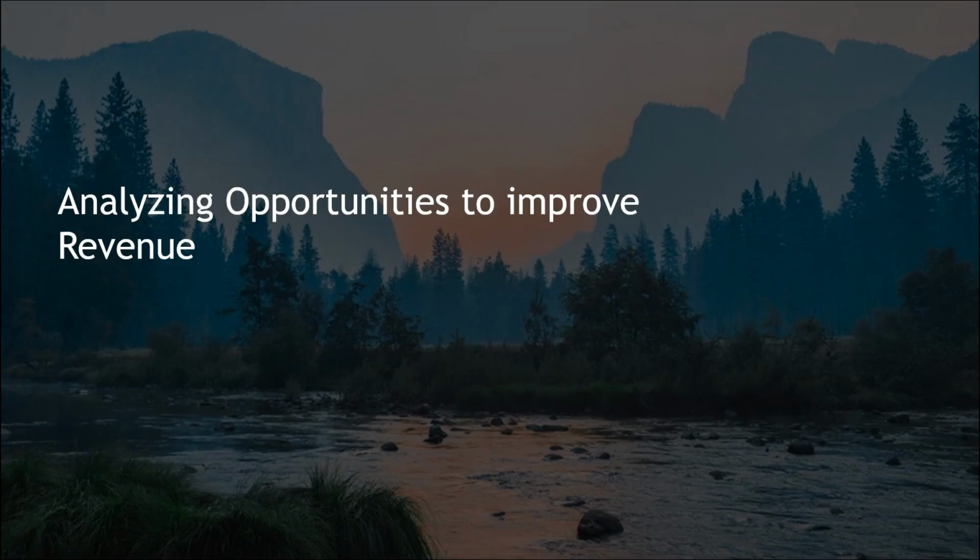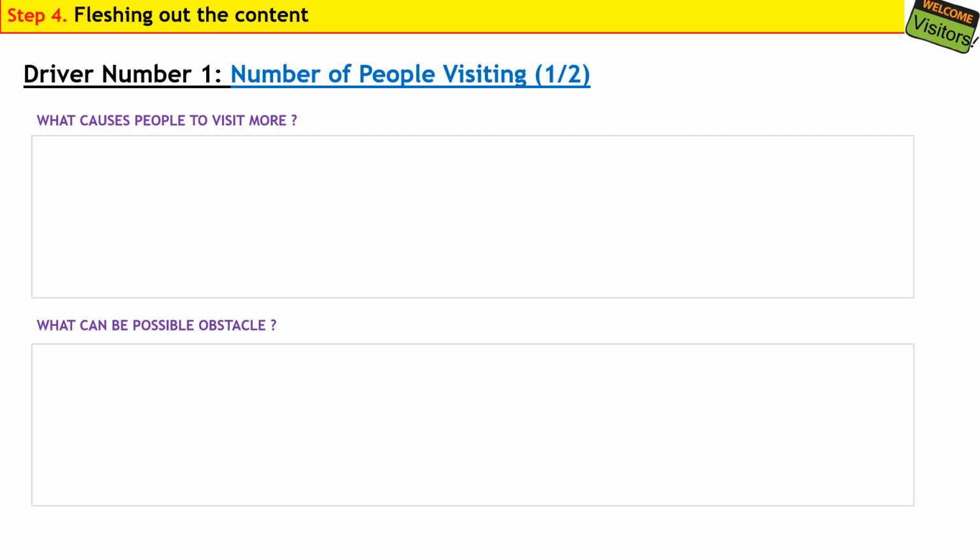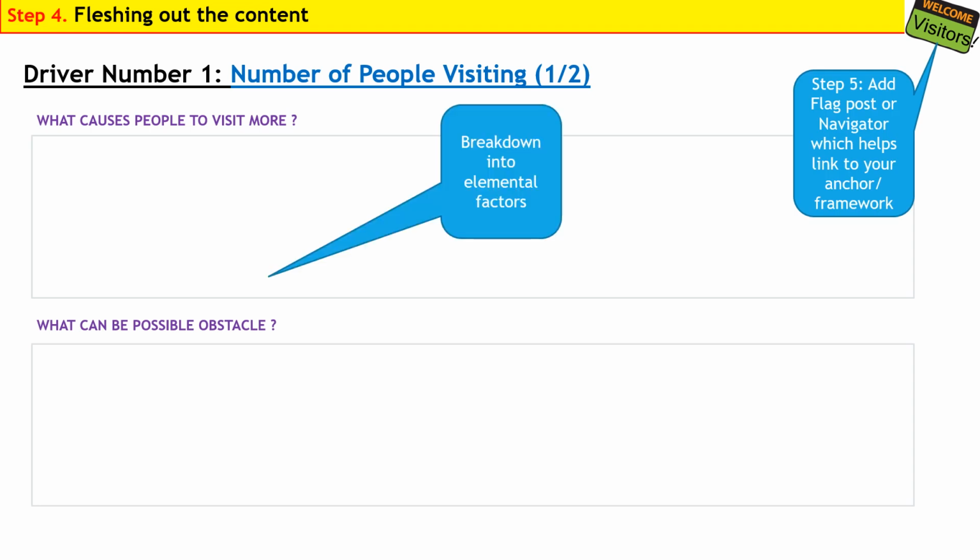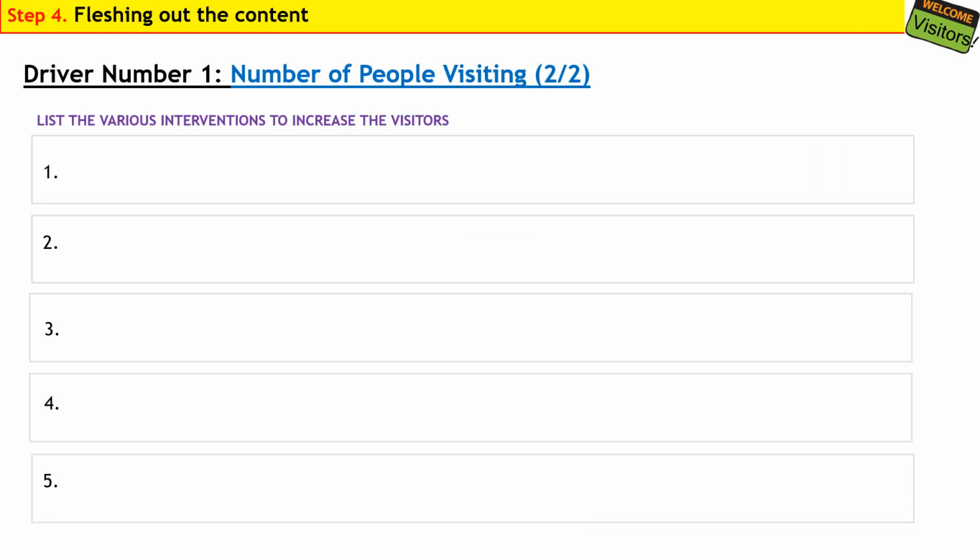Now, let's do the deep dive to analyze the opportunities for improving the revenue. So, we start with step 4, which is fleshing out the content. Now, we will be analyzing each of the drivers in detail, and just so that we are able to relate it back to the anchor, as you can see in the top right, I have added the icon, which is also known as the flag post. So the first driver here is number of people visits. So break it down into elemental factors like what causes people to visit more. Also mention the different obstacles so that we do a holistic assessment.